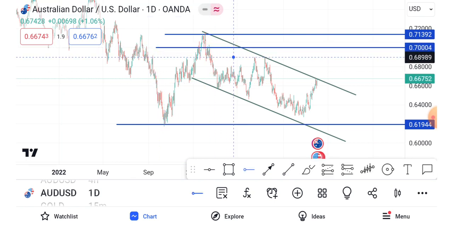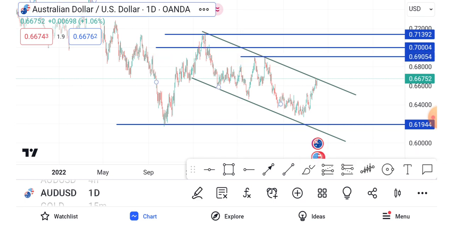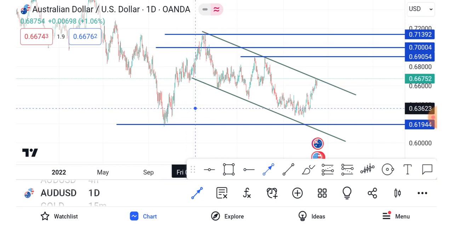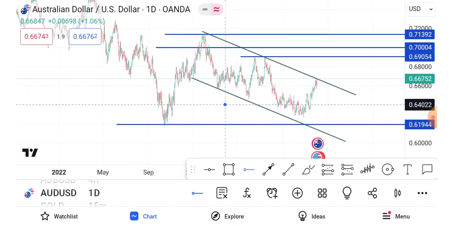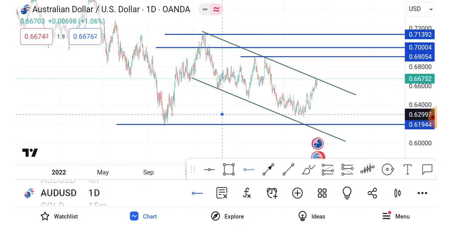Now we can see here that we also have what we call equal lows. We have what we call equal highs, a double top formation. Place it right there. We can see the market has also tested this area right here. Let me place this right here.